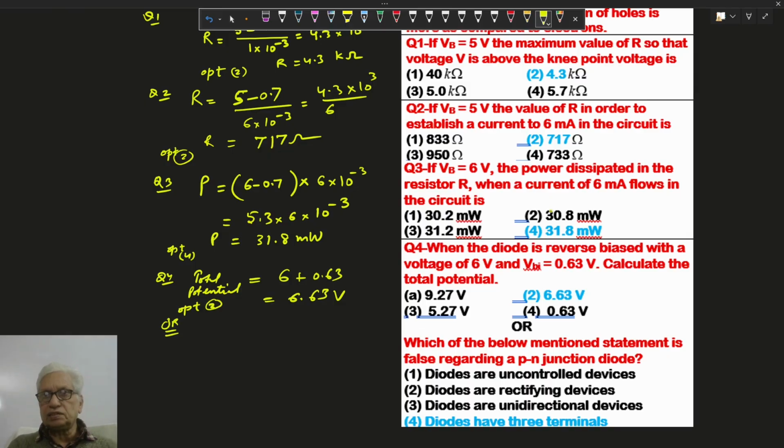Now the odd part: all three statements 1, 2, 3 are correct for a PN junction diode, but it has only 2 terminals, not 3. So option 4 is the wrong statement.